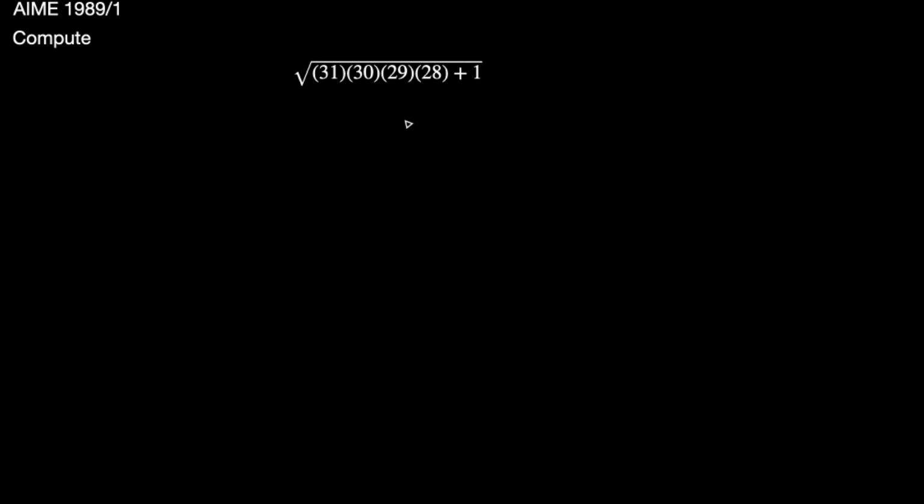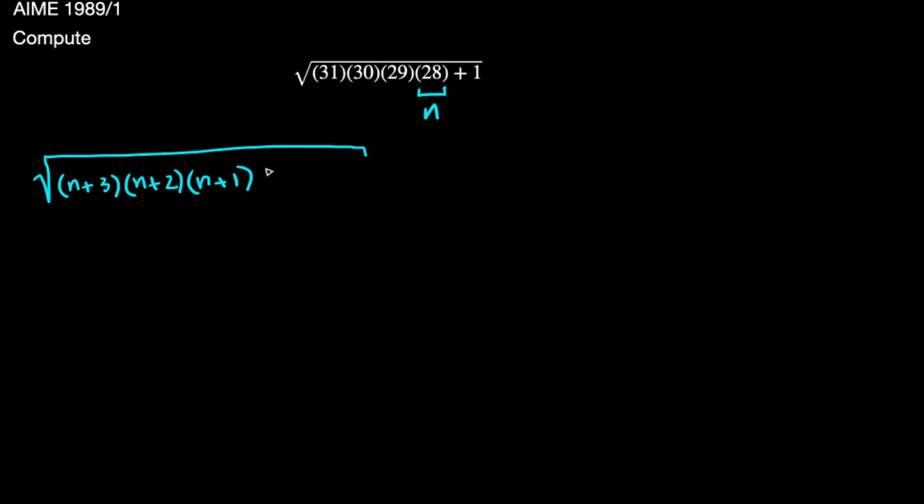Now that seems weird, right? Because we're losing information. But substituting a variable may allow us to do some factorization or some pattern that we may notice. So let's let some variable, I don't know, n, for example, equal 28. Our expression now becomes the square root of n plus 3 times n plus 2 times n plus 1 times n, and then plus 1.